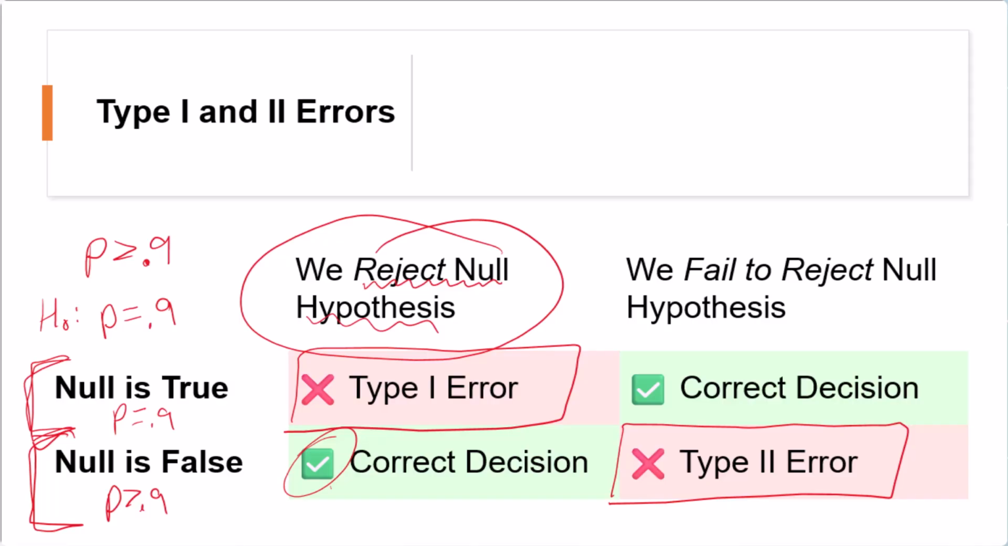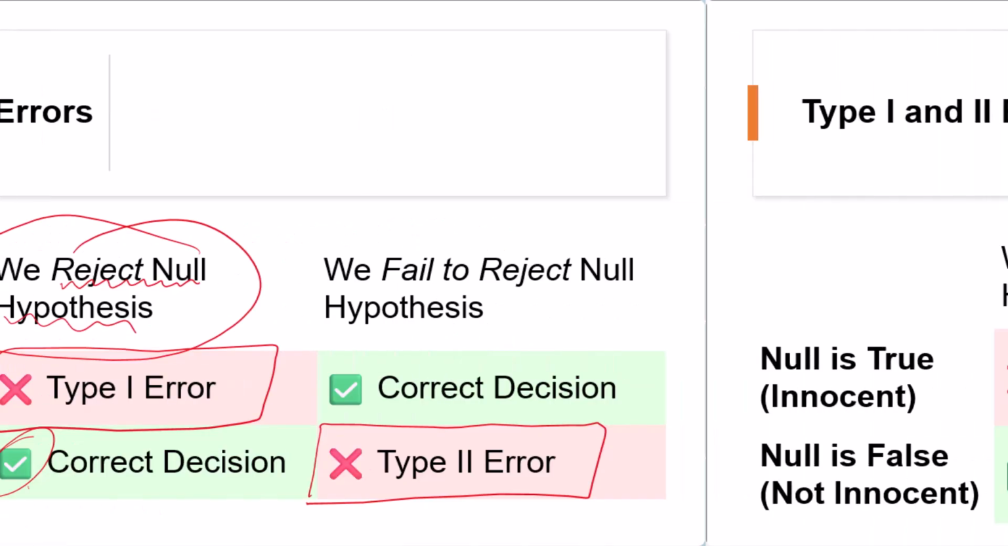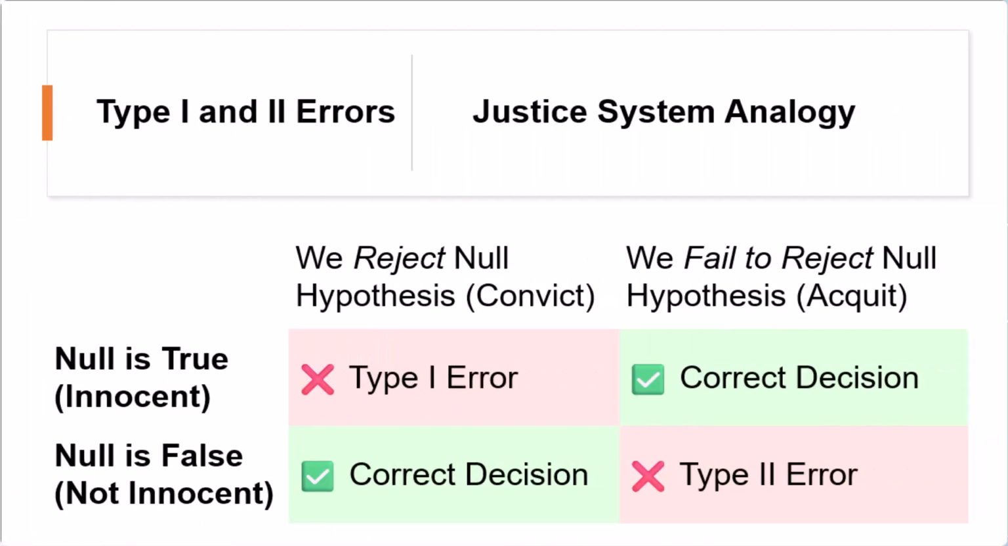So type 1 errors are when we reject the null hypothesis incorrectly, or incorrectly with what we should have concluded based on the true population value. And then type 2 errors are when we fail to reject the null hypothesis incorrectly. This is often explained with an analogy with the US justice system, where we have the assumption of innocent until proven guilty. So in that hypothesis testing diagram, we have our H0 is essentially assuming innocence.